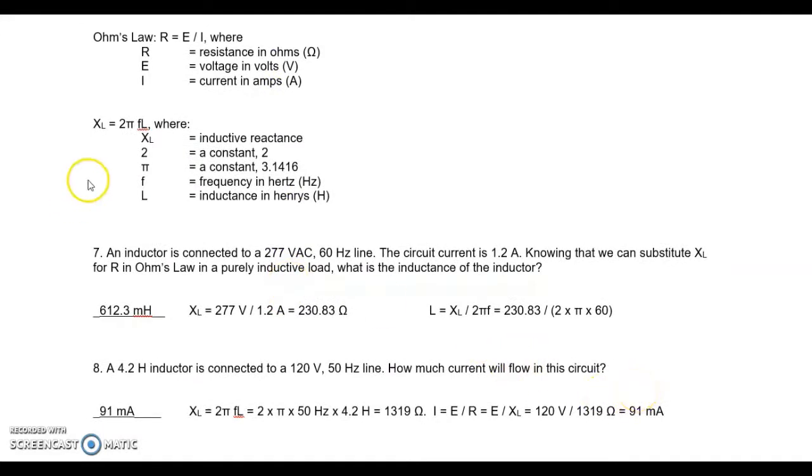For number 7, we were given these two formulas here, and we're going to need both of those to solve for this problem. Number 7, an inductor is connected to a 277 volt 60 Hertz line. The circuit current is 1.2 amps. Knowing that we can substitute X sub L for R, or resistance, in Ohm's law in a purely inductive load, what is the inductance of the inductor? So we're looking for L equals what?